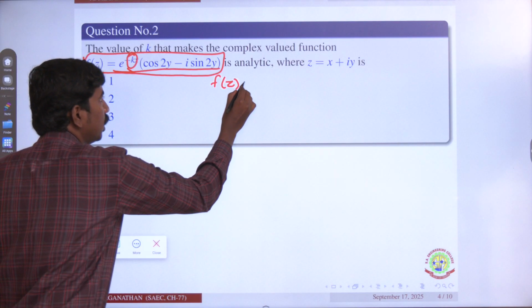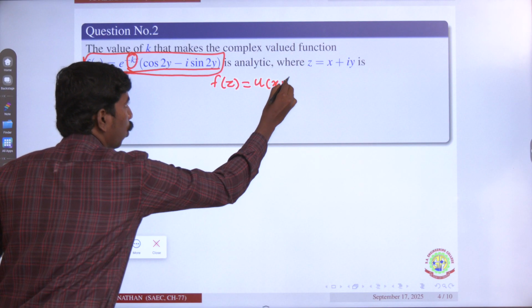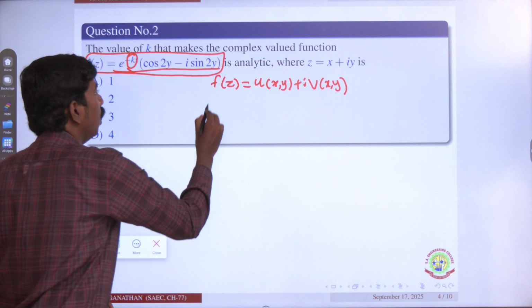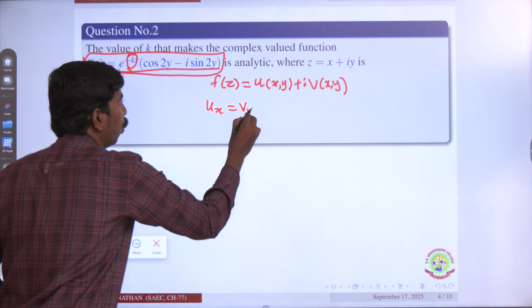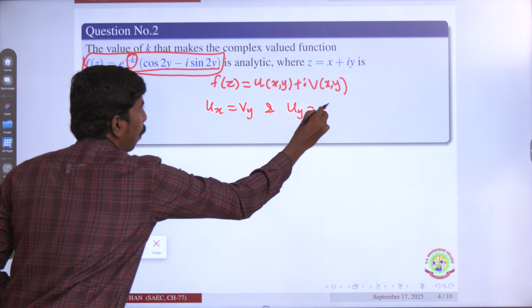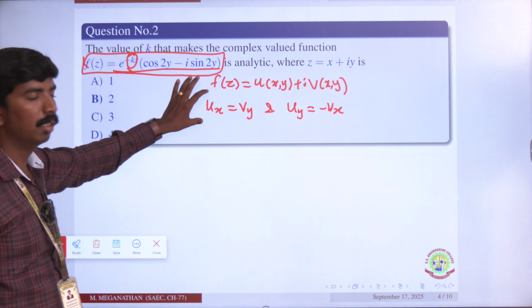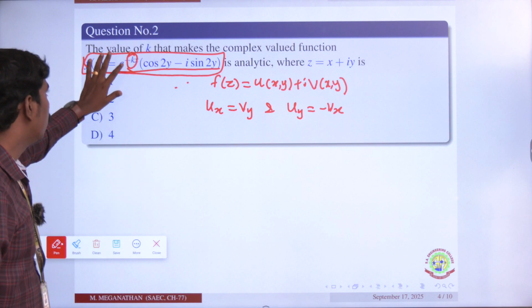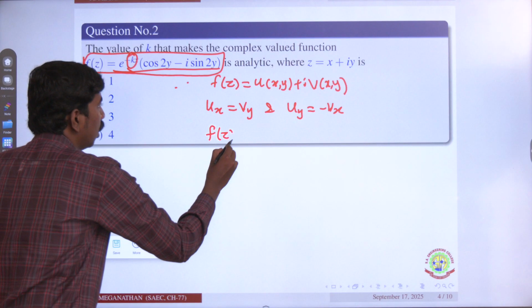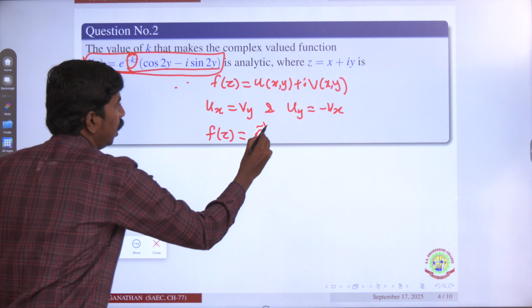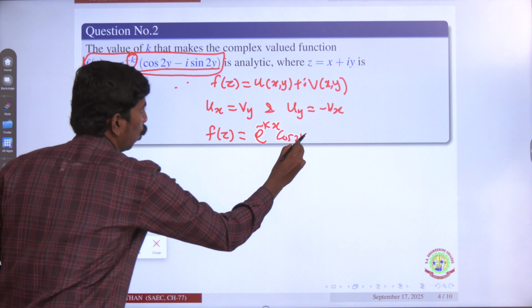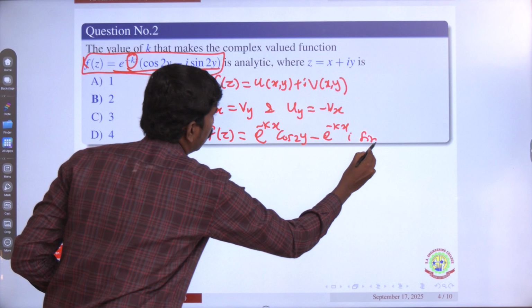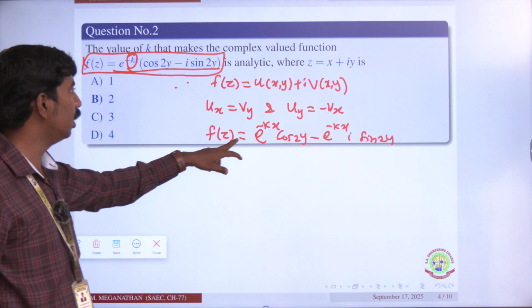So any function f of z in the form of u of x comma y plus i into v of x comma y, if it is analytic, we conclude Ux equal to Vy and similarly Uy equal to minus Vx. So this is the definition of analytic. So I can use this Ux equal to Vy and Uy equal to minus Vx to find the value of k. So they given f of z is e power minus kx; I can multiply inside: e power minus kx into cos 2y minus e power minus kx into i into sin 2y. So the given f of z is this function.